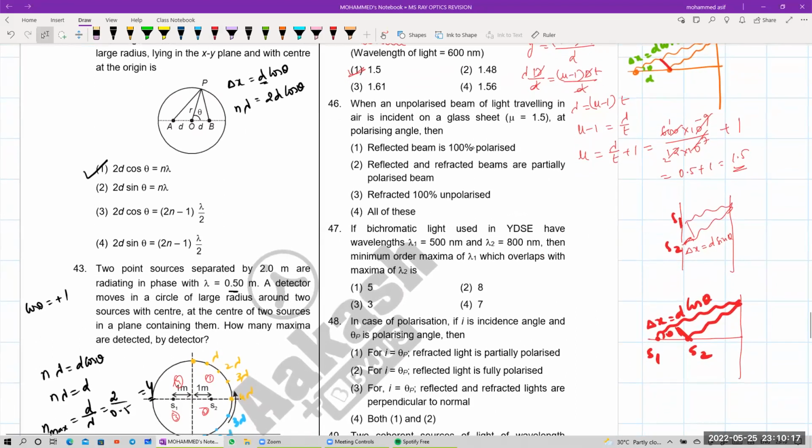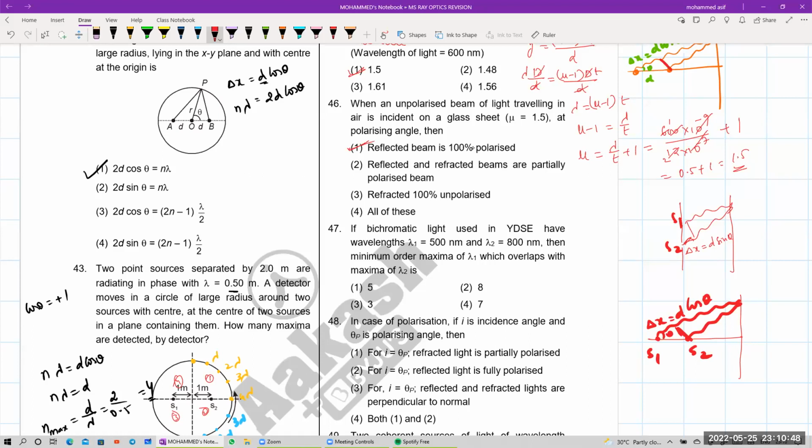Okay, next one. When an unpolarized beam of light traveling in air is incident on a glass sheet whose refractive index is 1.5 at a polarizing angle, then the reflected beam is 100% polarized. Reflected and refracted beams are partially polarized beams. Refracted ray is 100% unpolarized. All of these. What will be the answer, beta? So look, at Brewster's angle the reflected light is totally polarized, beta. So the reflected beam is 100% polarized. For 46, one option will be the answer.